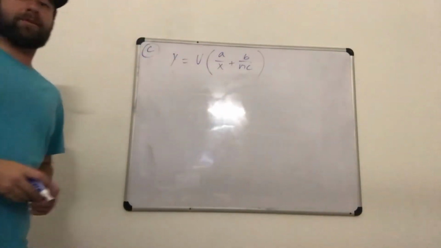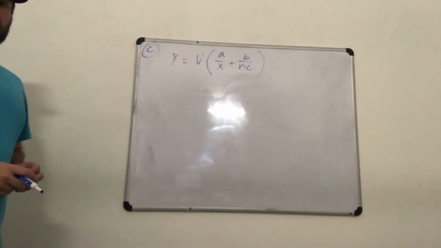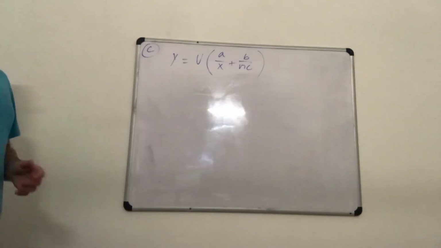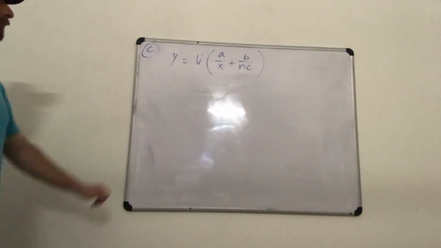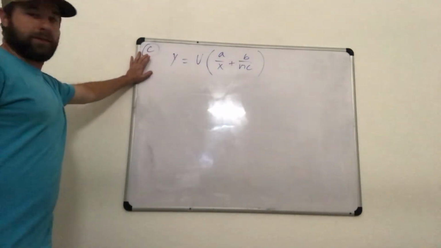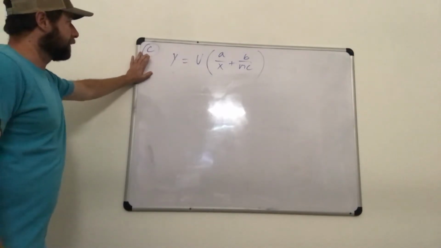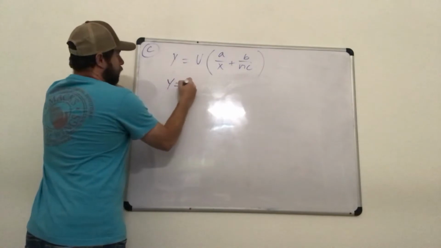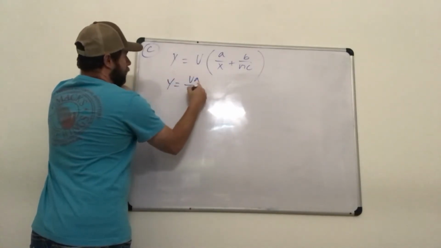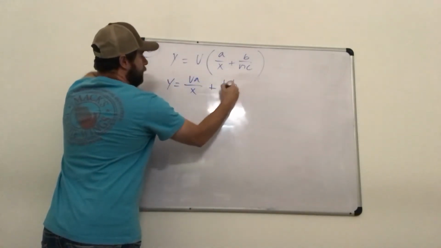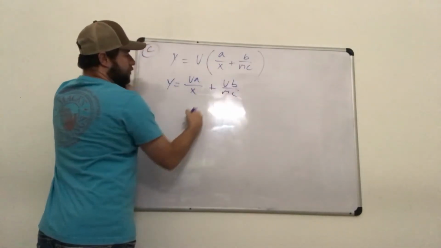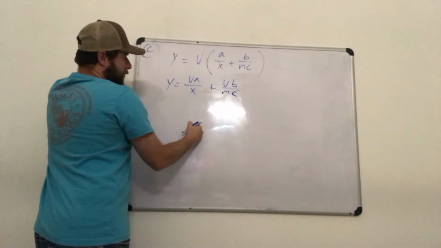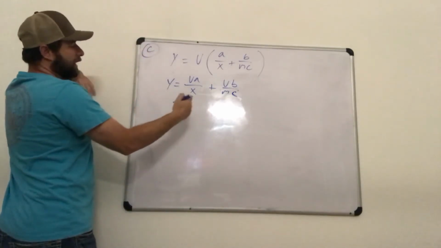In this next type of abstract problem, we're going to solve for or isolate whatever variable they tell us to solve for or isolate. In this case, it's going to be c. So the first thing we're going to do is multiply this out. Y equals VA over X plus VB over MC. So we just distribute the V. You know how to do that. Then we're going to multiply everything, we're going to eliminate the denominator.